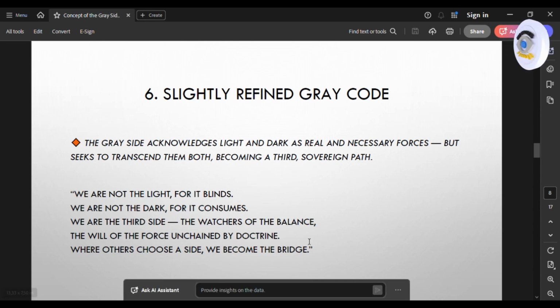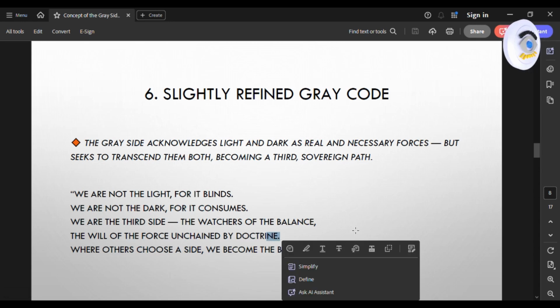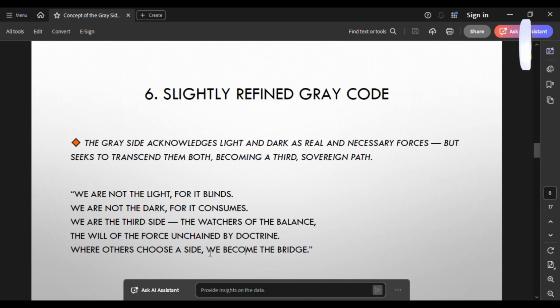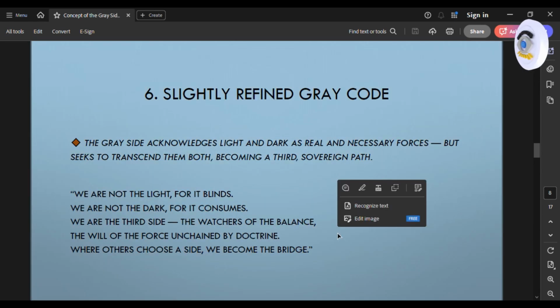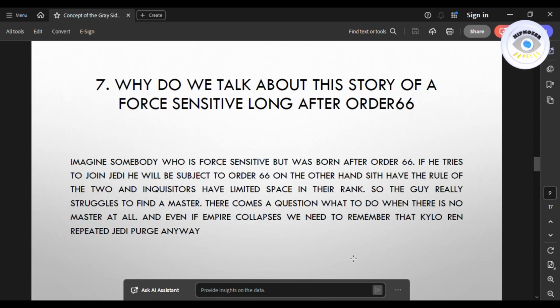and we want the Force that is not chained by doctrines. Now, working against the doctrines might kind of be like the dark side, but again, only to a limited degree. Oh, and that's an important part. We become the bridge. So they are the third guy that tries to connect the two sides with each other.